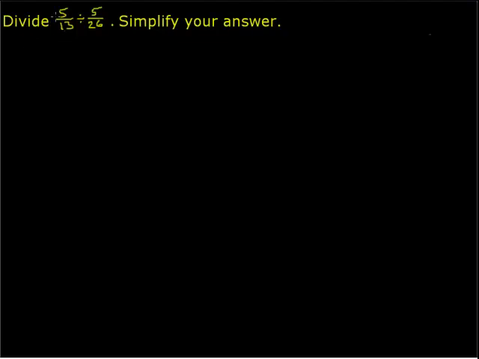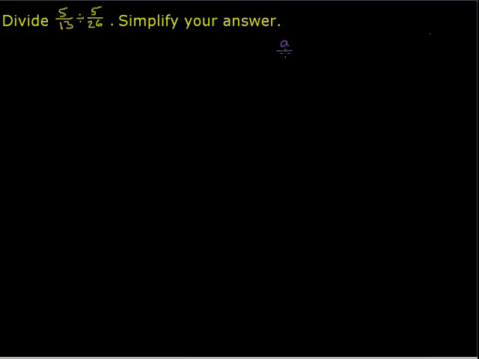Suppose we wanted to find 5/13 divided by 5/26, and then we were asked to simplify our answer. Well, in order to divide by a fraction, we're going to use the following approach. Let's suppose we had a general fraction of the form a over b, and we wanted to divide by another fraction, c over d. Well, the basic idea when dividing by fractions is we keep the first fraction the same.